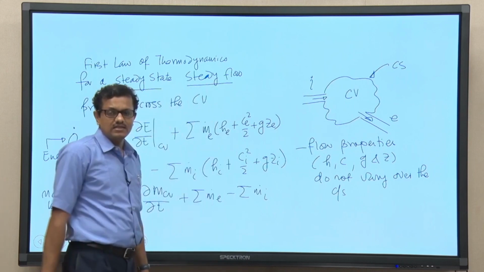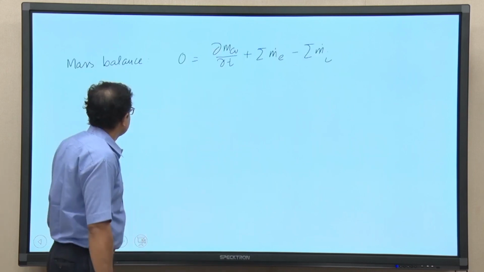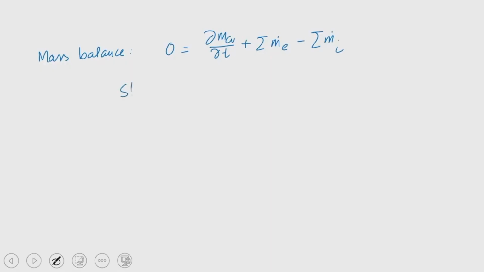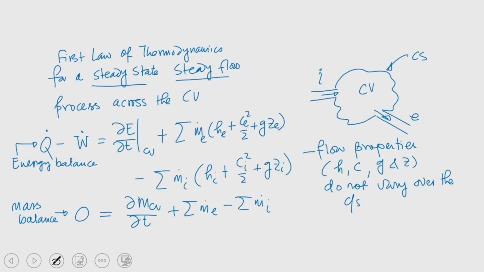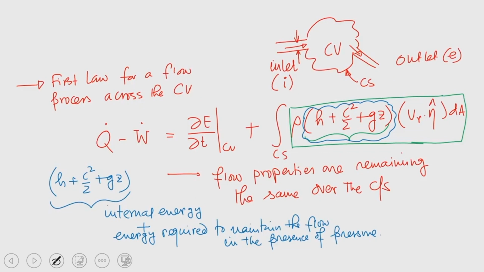So, inlet and outlet are remaining fixed, and if we apply the steady flow assumption, then we can write dm_CV/dt equal to 0. If we go back to this equation, rho Vr dot n-cap dA, right.